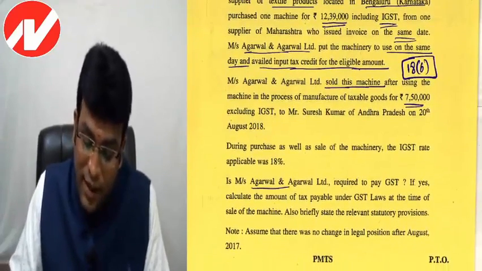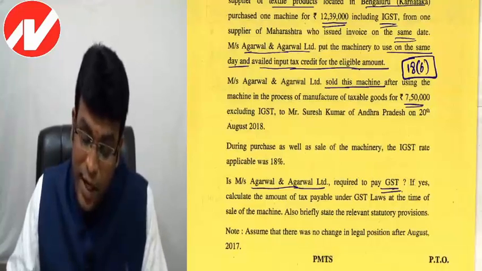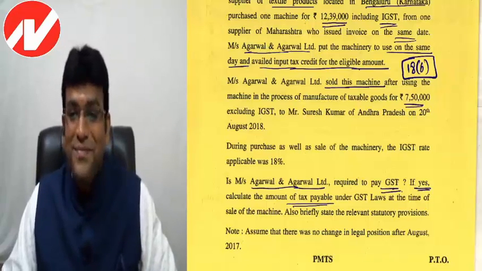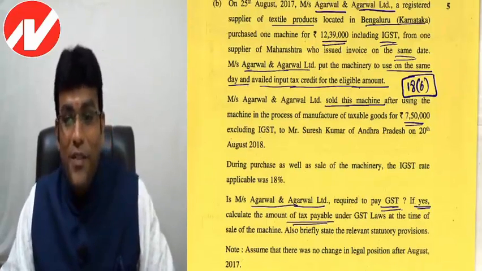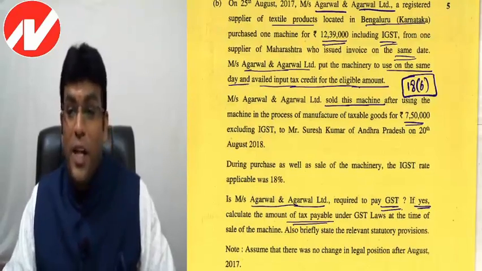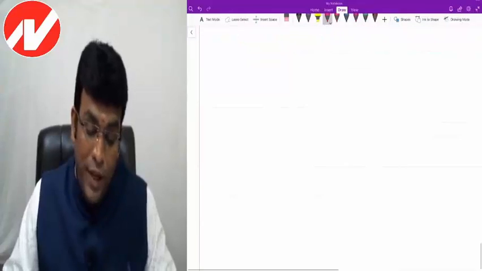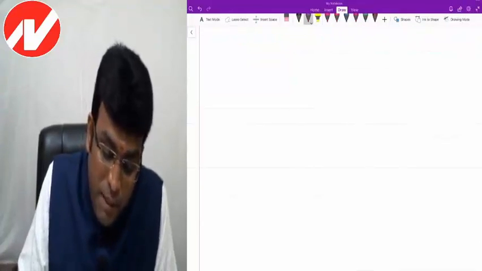Is Agarwal and Agarwal Limited required to pay GST? If yes, calculate the amount of tax payable under GST law at the time of sale of machine. Wonderful. Also briefly state the relevant statutory provisions. Wonderful, sir. So let me tell you very clearly, my dear friends, an interesting point.